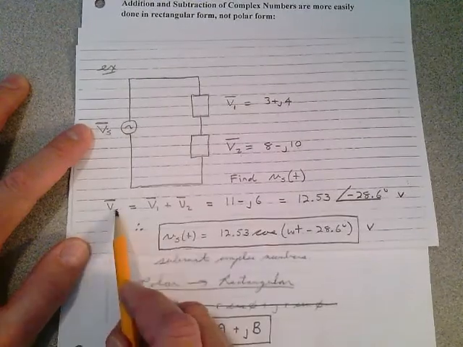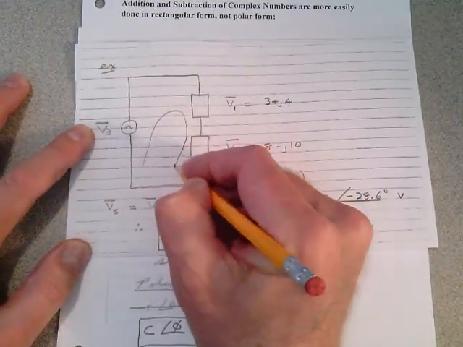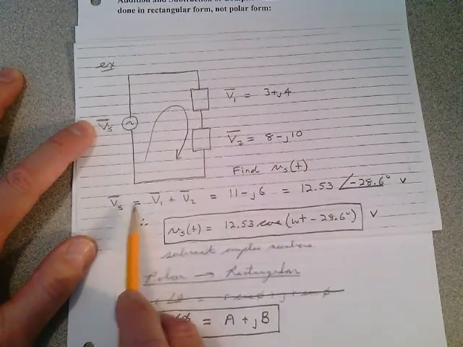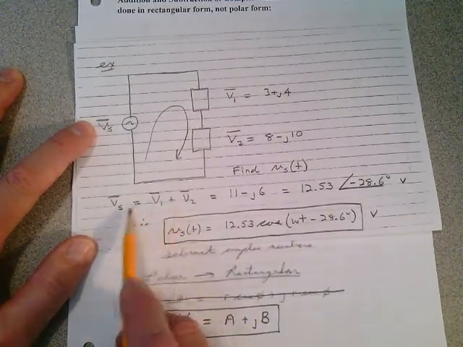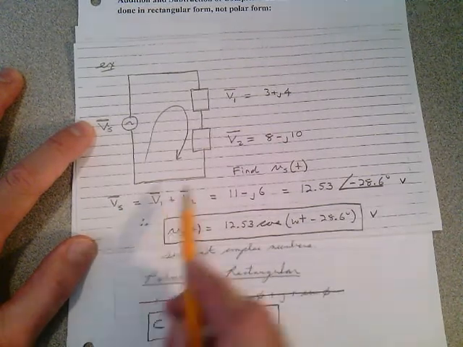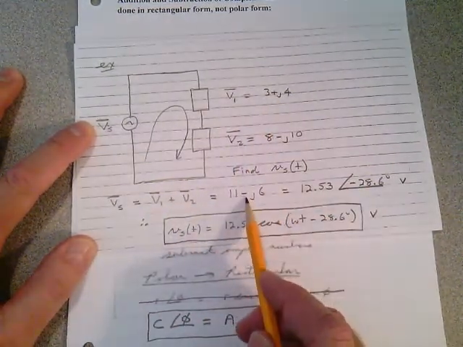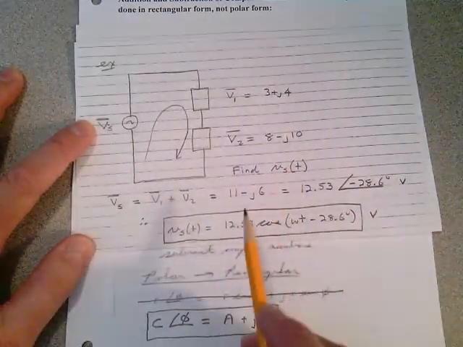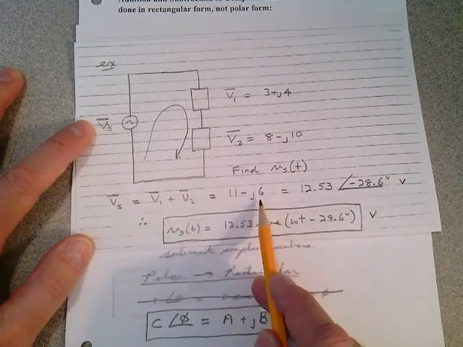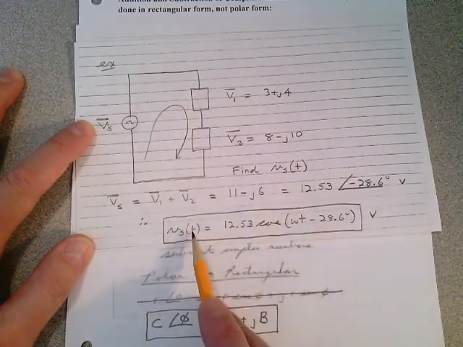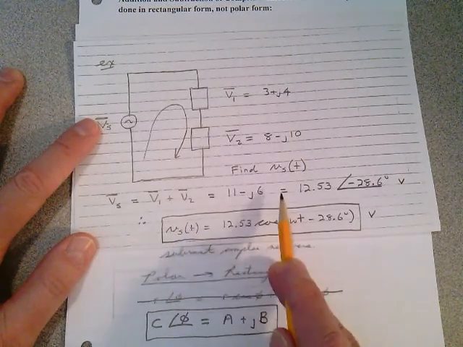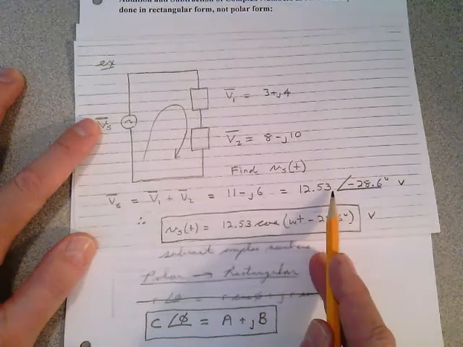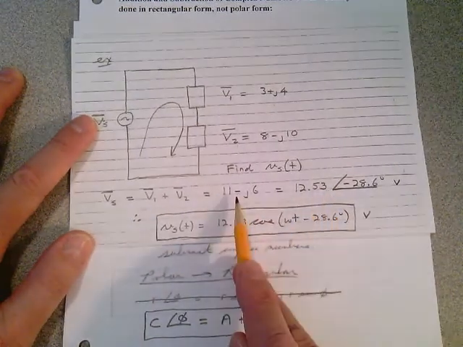Well, I know through Kirchhoff's voltage law that the rise has to equal the drops. So Vs out here has to be equal to the sum of these two. 11 minus J6. I didn't show you all the math. I'm keeping these in rectangular form, and I'm simply adding them up. Now, in order to get back to the time domain, I have to get that in this polar phasor form. So I convert this rectangular to polar.